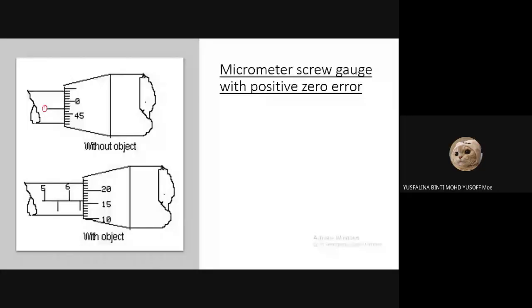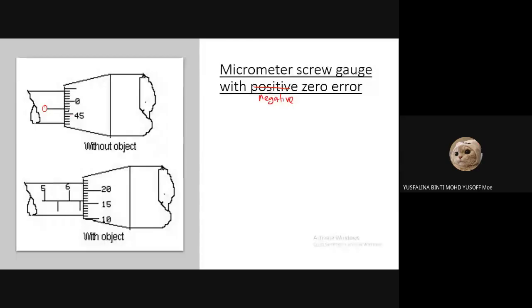What about negative? This is not positive, this is actually negative zero error. You can see the zero here is below the zero of the vernier scale. How do you read? Make sure you read from zero. Don't read from 45, 46, 47. It's wrong. Read from zero: 1, 2, 3. So it should be negative 0.03.